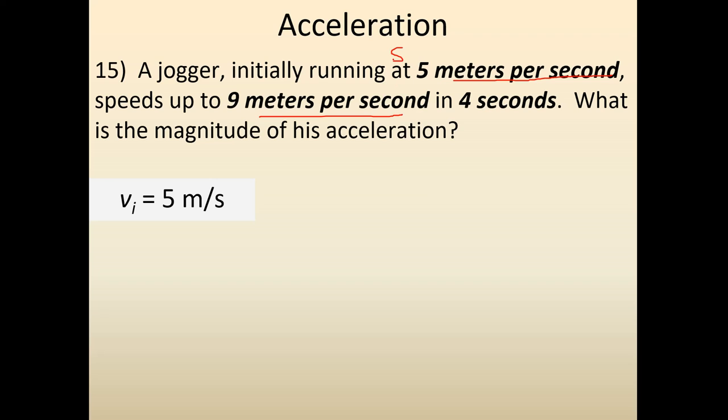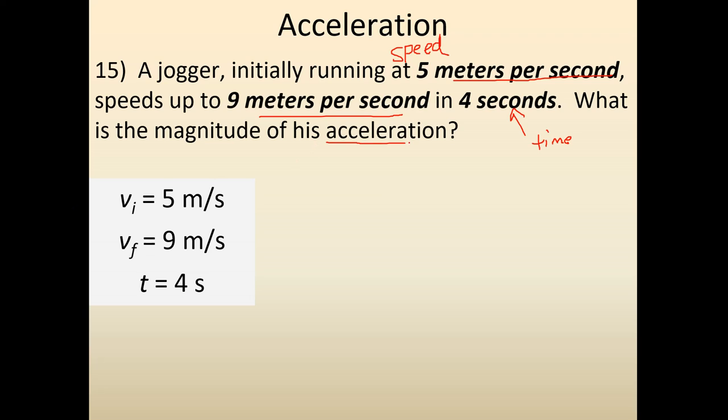All right. So reading this, I have meters per second here, meters per second. These are both speeds. So we have two speeds, and this is seconds, so this is going to be a time. Now it tells me it's initially running at 5 meters per second, so that means it's an initial speed. It speeds up to this, so this is going to be my final speed. Remember, there are three speeds: initial speed, final speed, average speed. And as I said, this is time, so our time is 4 seconds.